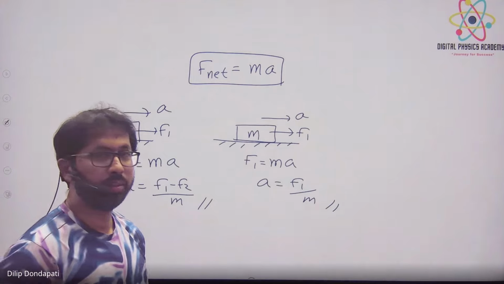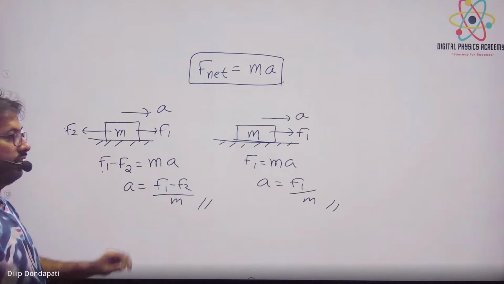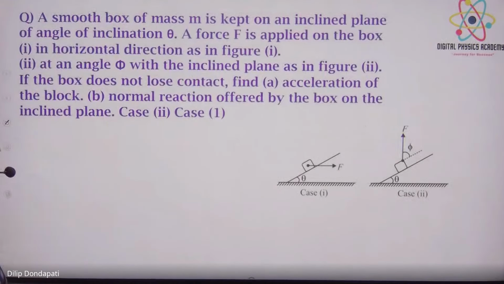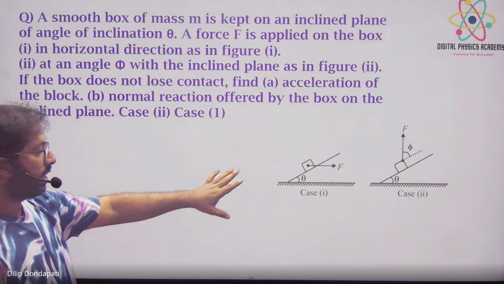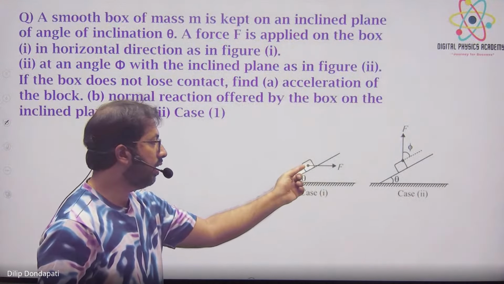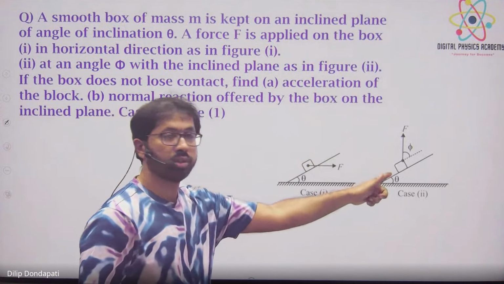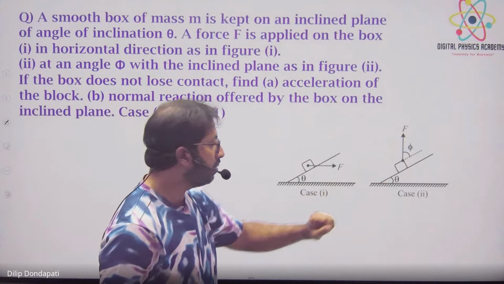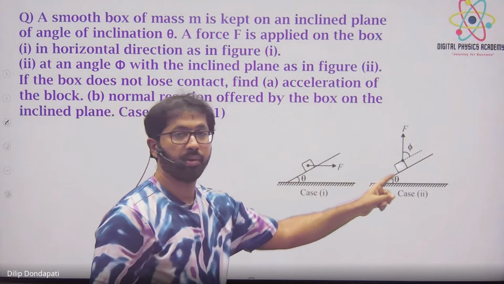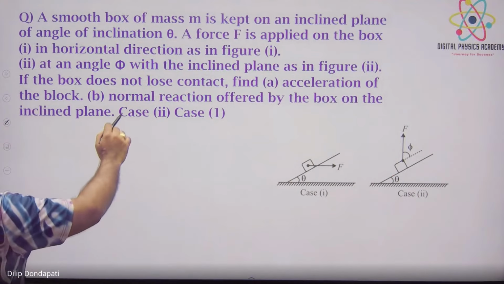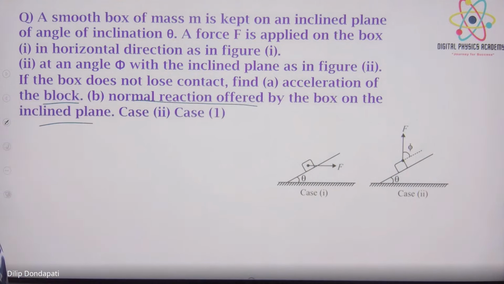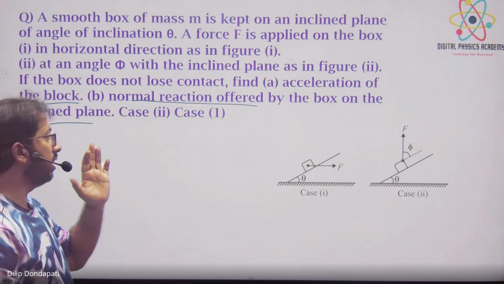Now we are doing numericals based on this. Understood this one? Okay, right? Yes, sir. Suppose case 1 and case 2 are given. On an inclined plane, one object of mass m is there, and I am applying a force F on it. Similarly, in the second case I am applying a force F at a certain angle phi. Both are the same inclined plane. He is telling us to find the acceleration of the block and the normal reaction offered by the block in both the cases.